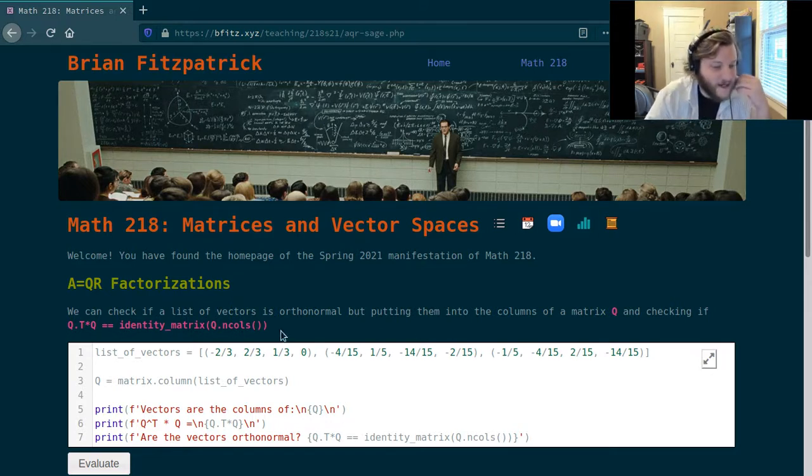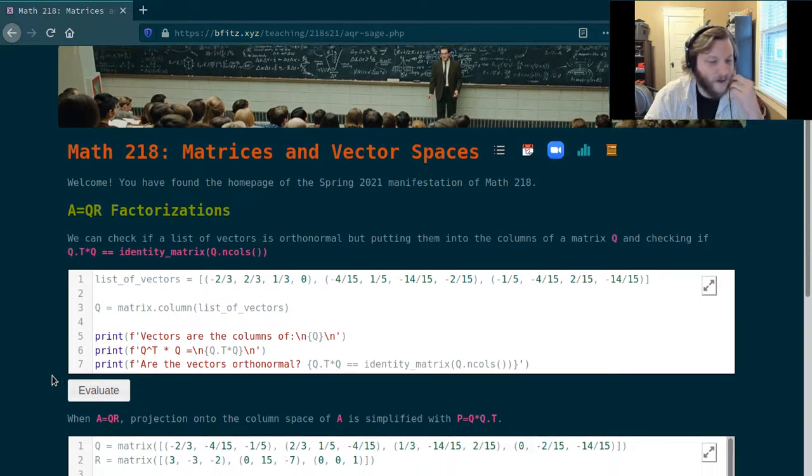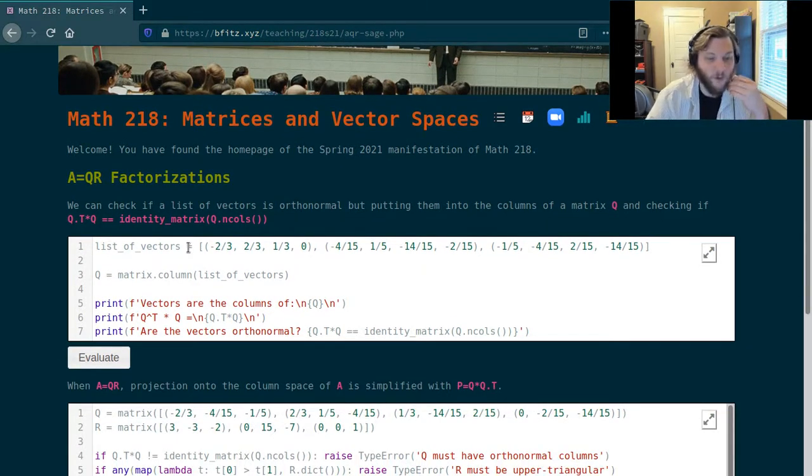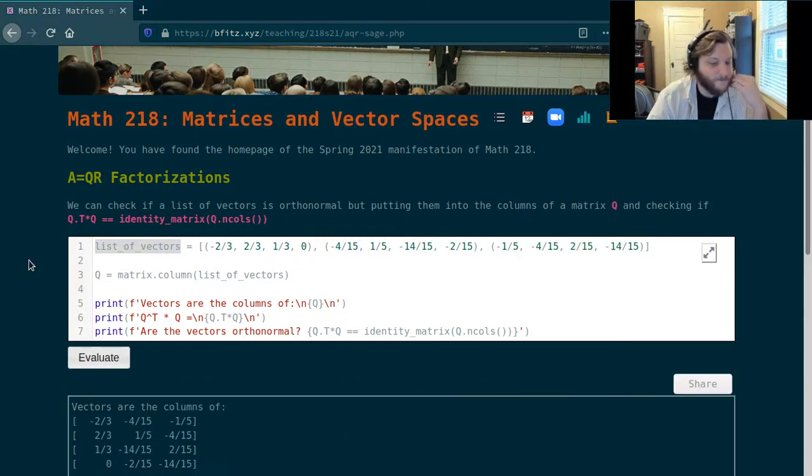And that's exactly what I have pre-written here in some code. This first little bit of code will quickly tell us whether or not a list of vectors is orthonormal. Here, we define our list of vectors as I've pre-written. I've written down 3 vectors in R4. The code will put those vectors into the columns of a matrix Q, and then check whether or not the Gramian of that Q equals the identity matrix. So let's click evaluate and see what I have pre-written.